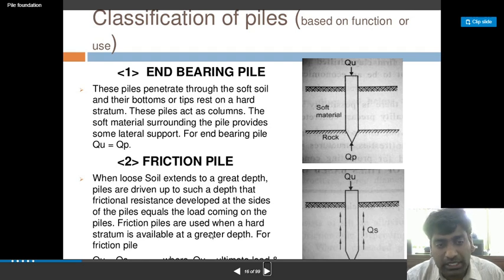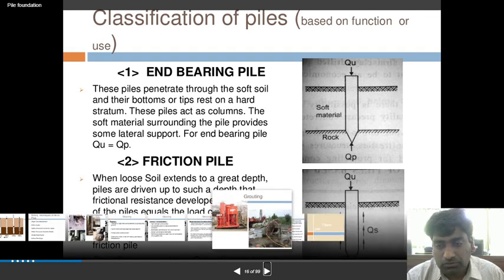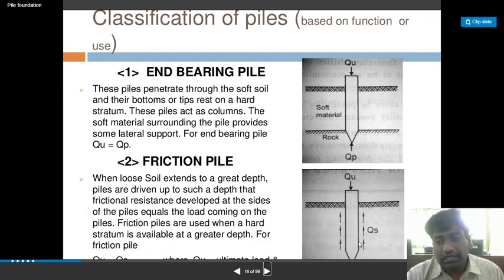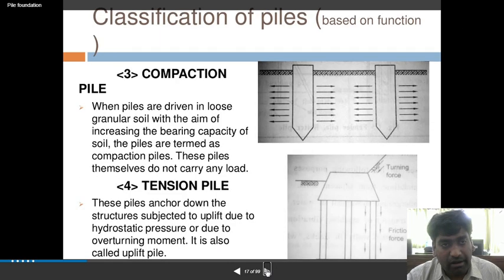Friction piles are used when a hard stratum is available at a greater depth. For a friction pile, the friction is generated with a soft material, and it is provided when a hard stratum is available at a greater depth.